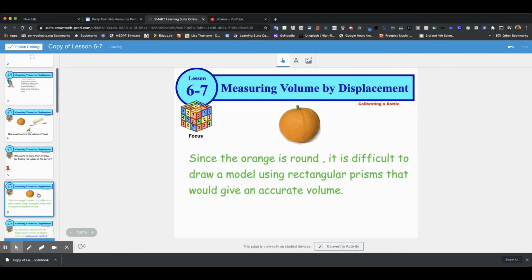So since the orange is round, I hope you realize it's probably pretty difficult to draw a model using rectangular prisms that would give an accurate volume. Remember in the past lessons, like when we did guitar cases or trumpet cases, we used rectangular prisms to get an estimate of the volume. However, with an object like an orange, the rectangular prism is not going to be, as we see here, the word accurate.